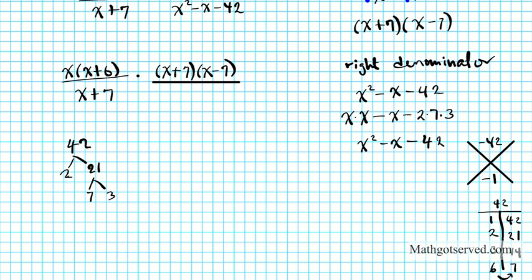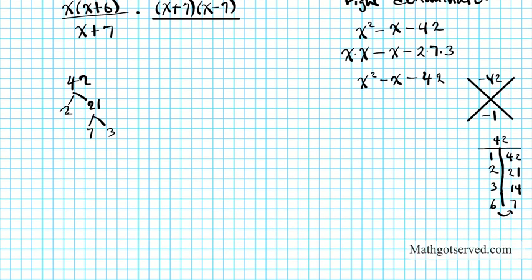Alright, so let's see which of these combinations can give us negative 1. We can clearly see that the last pair gives us negative 1. So 6 and 7, since the sum is negative, that means the bigger one is going to be negative, alright? So we're going to rewrite it as x squared plus 6x minus 7x minus 42.